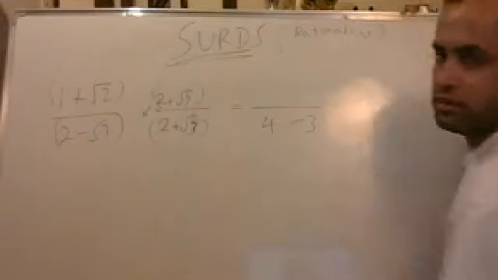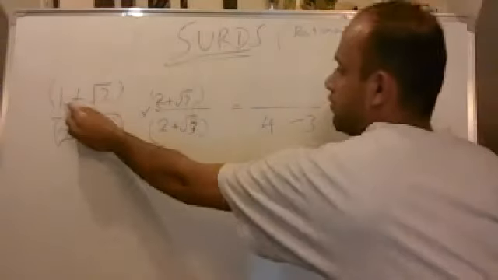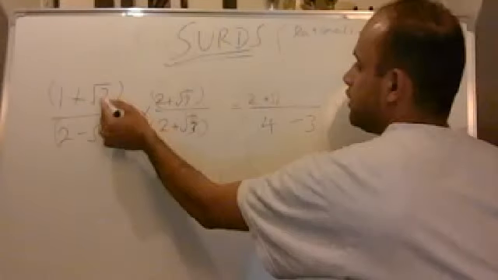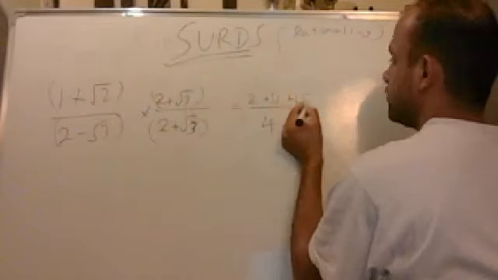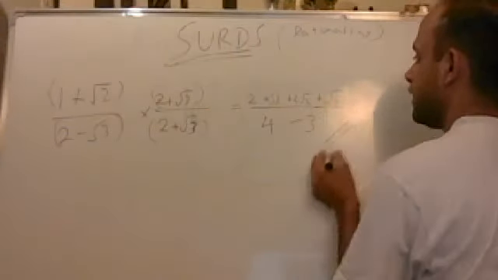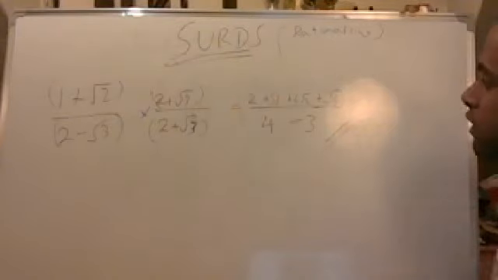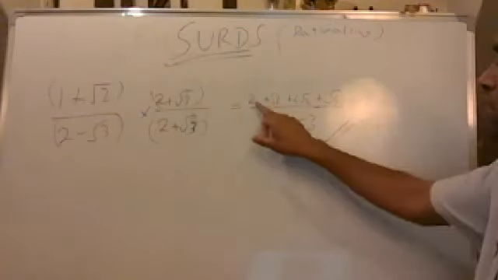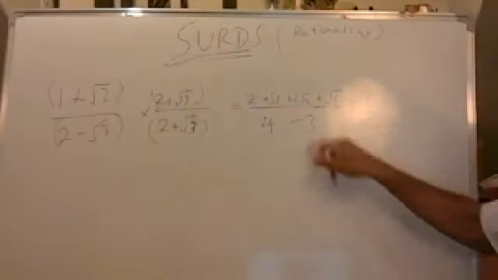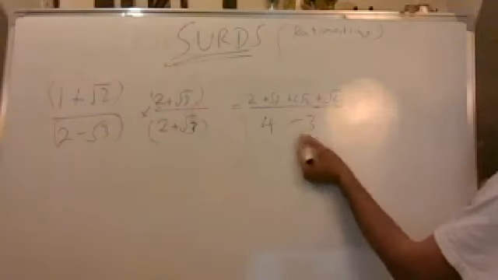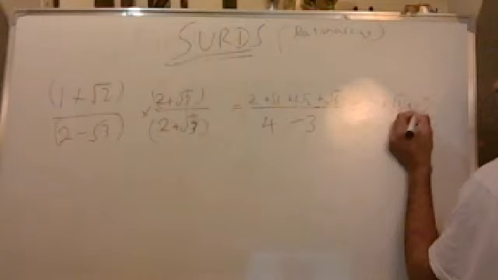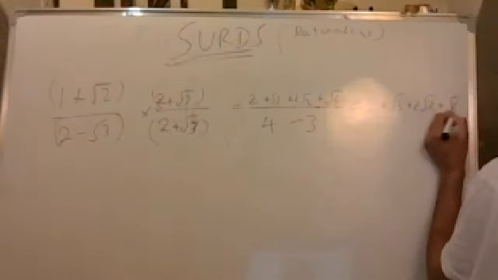Now at the top, all you do is just multiply the bracket. So 1 times 2 is 2. 1 times root 3 is root 3. Root 2 times 2 is 2 root 2. Root 2 times root 3 is root 6. And that's the answer, because there's nothing here which is simplifying at the moment, because that's a 2, that's a root 3, that's a root 2, that's a root 6. So you can't simplify the top. However, at the bottom you can simplify, because the bottom is just 1. So that divided by 1 is the same thing. So the answer would be 2 plus root 3 plus 2 root 2 plus root 6, and that's your answer.